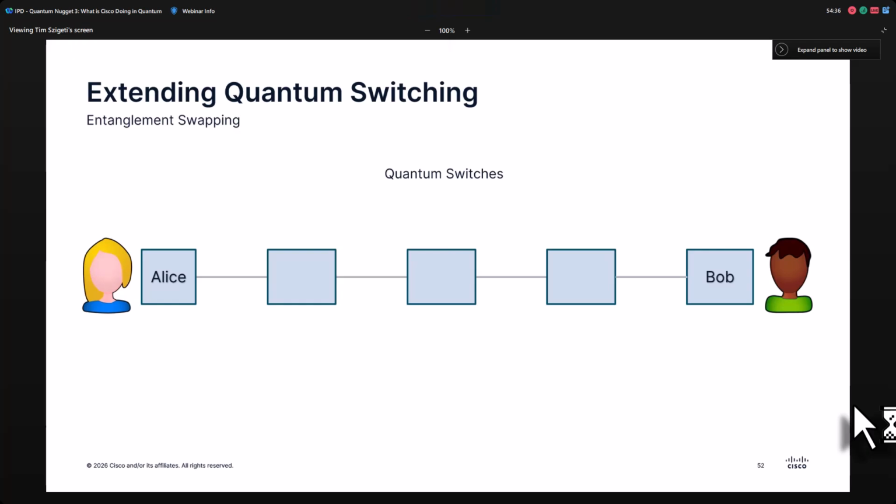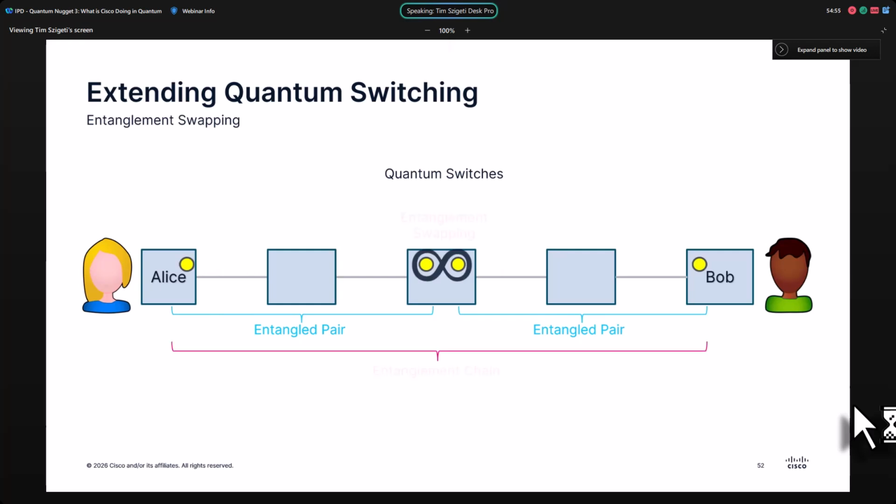Well, now I have to do a more complex operation. This is called entanglement swapping. So let's build it out again. I have my switches, and then these switches, they extend their entangled pairs to as many devices as it takes until I have a whole overall link, and then I do what's called entanglement swapping. And now I have a chain, an end-to-end chain of entanglement.